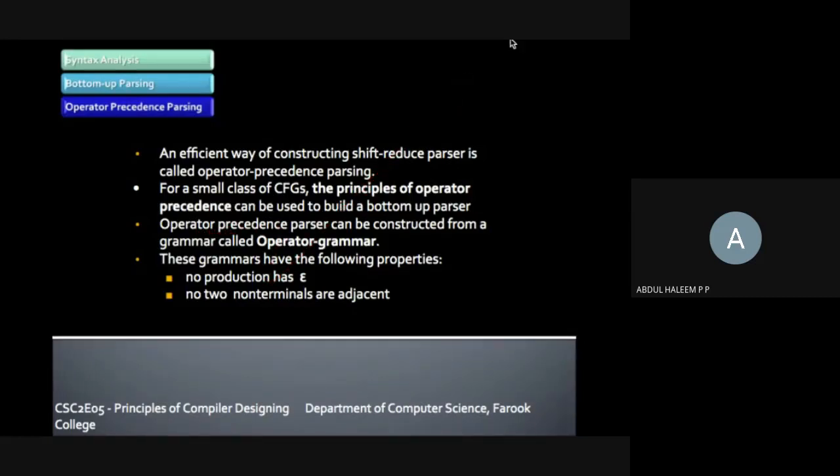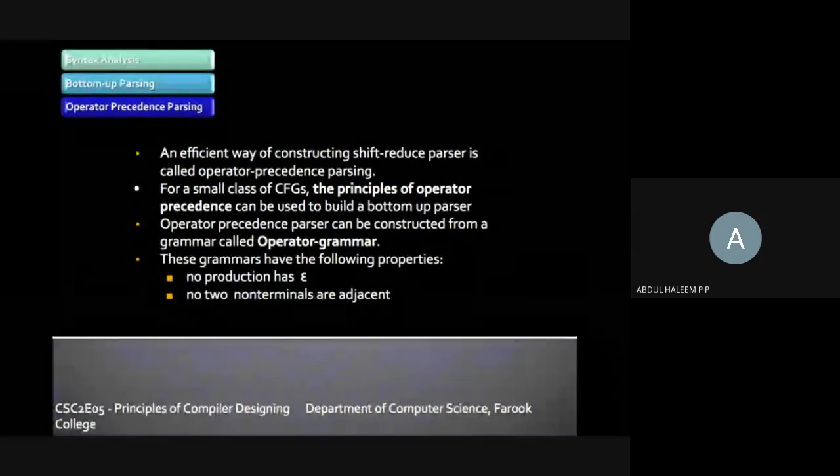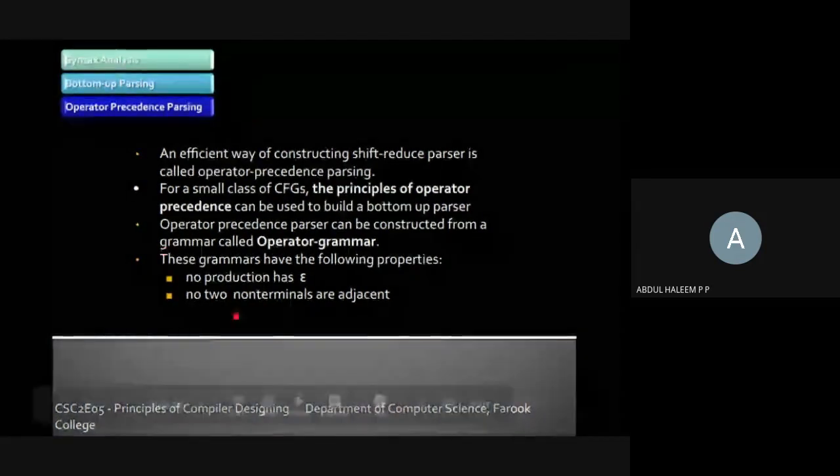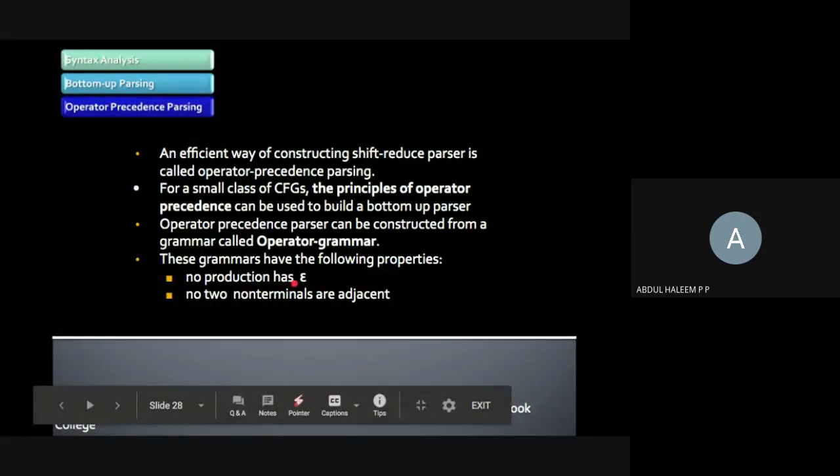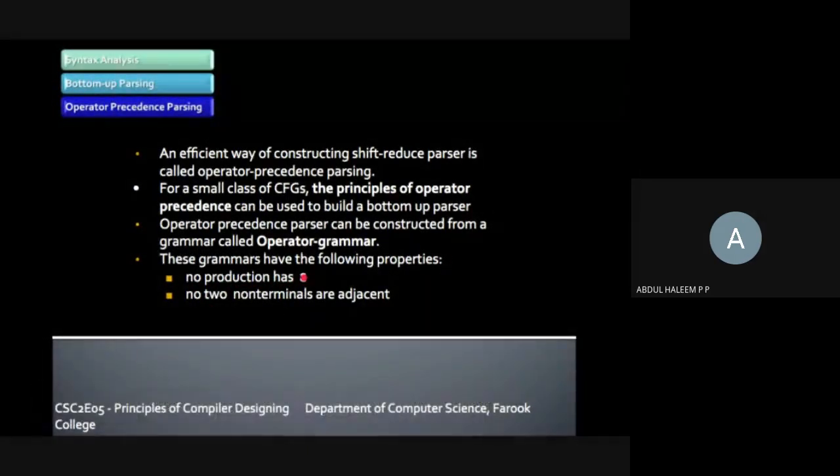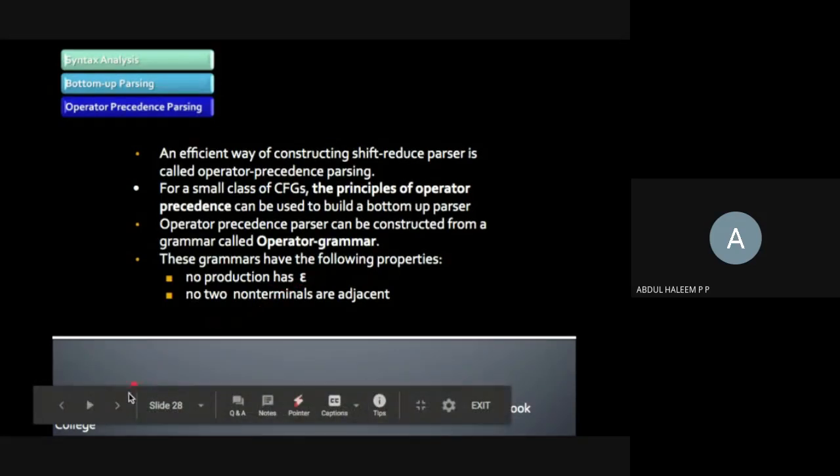Now, these are the two features of an operator grammar. One is that there should not be a production with an epsilon element in it. The second property is that no two non-terminals will be adjacent. So if A and B are two non-terminals, we cannot have a production body such that AB is there. When A and B are adjacent, we can read it as AB. So additionally, there should be no production which has an epsilon element.